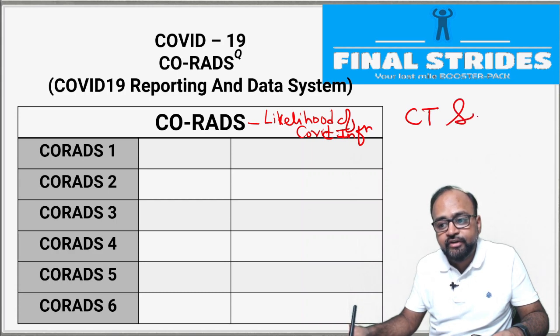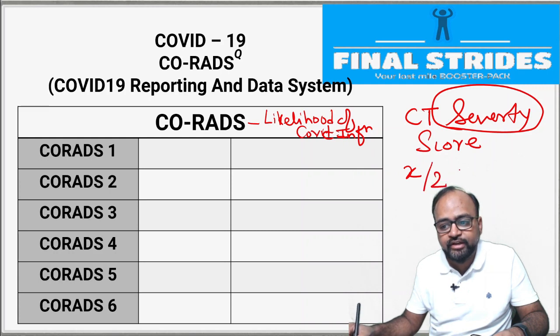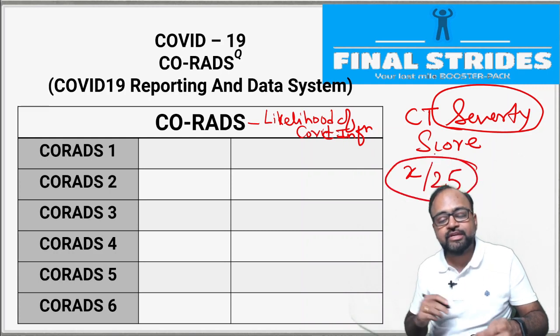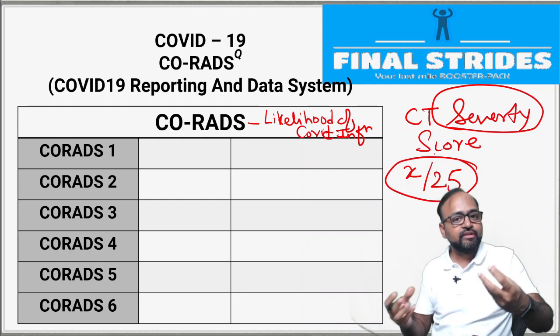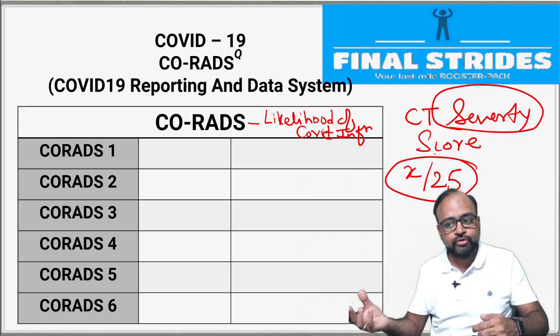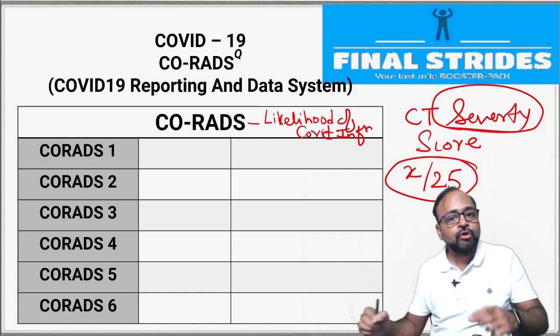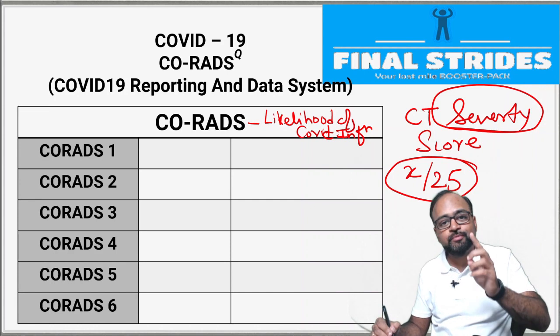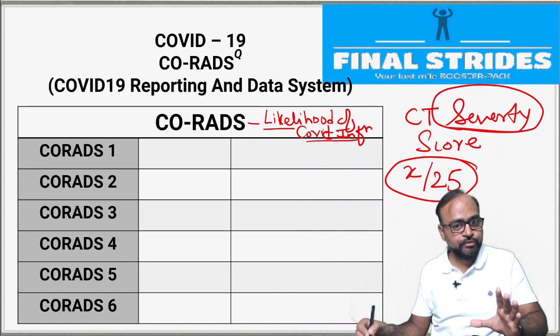Remember, there is a CT severity score for COVID, and as the name suggests, it tells you what is the severity. It is a score out of 25. That is how the score is calculated. Each lobe is given a score from 0 to 5, and therefore there are 5 lobes, so maximum score becomes 25. So X out of 25 is the score. It tells you severity. CORADS does not tell you severity. What is the purpose of CORADS? It is to determine the likelihood of COVID infection, right?